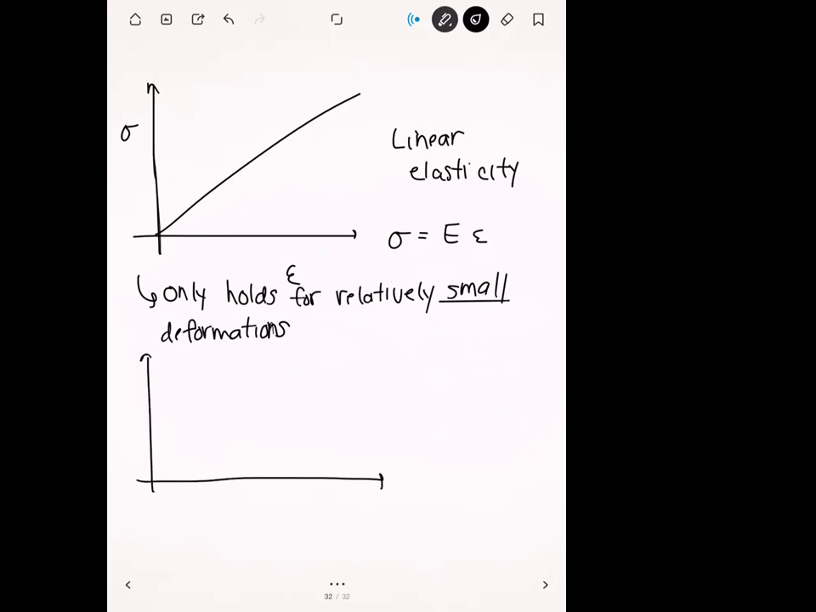Because once you start to get beyond this and you start to get to higher levels of strain, then the stress that the material experiences is no longer going to be linear. And so a typical stress strain curve might look something like this, where you start with a linear region. But then after the linear region, you start to go nonlinear. And this region right here is known as plastic deformation.